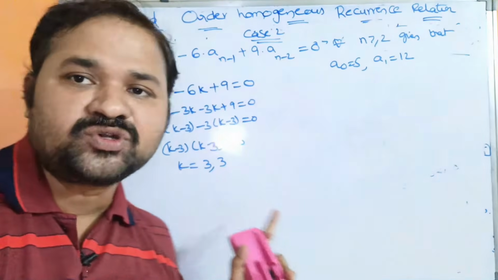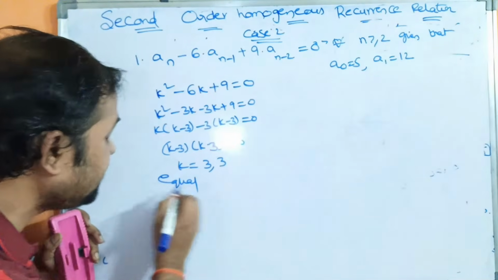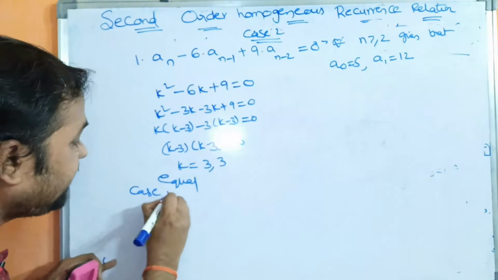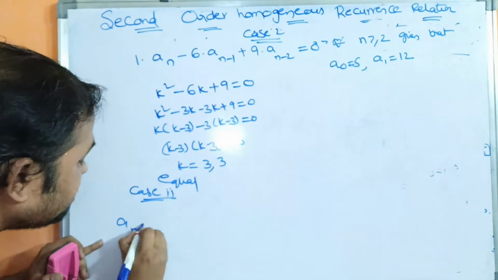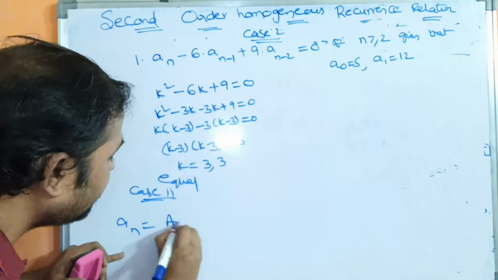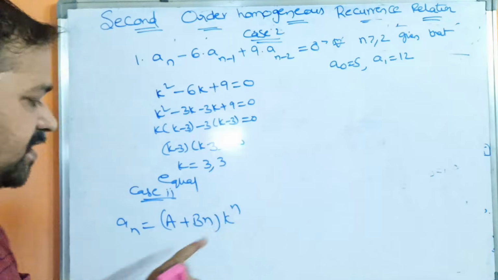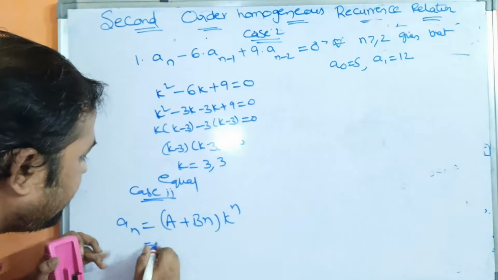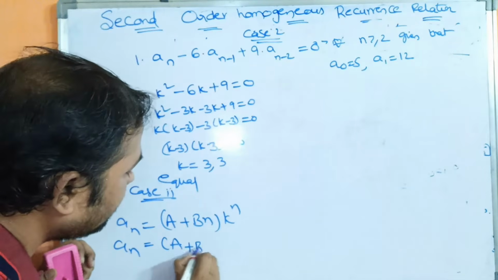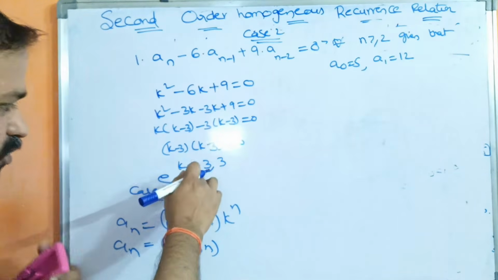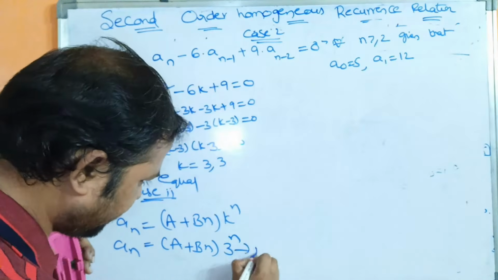So we can say that the roots are real and equal. If the roots are equal, then we have to follow case 2. In case 2, the general solution is an is equal to a plus bn into k power n. This is the formula we have to use. An is equal to a plus bn into k power n, here k1 and k2 are the same. What is the k value? 3. So 3 power n. So this is equation 1.